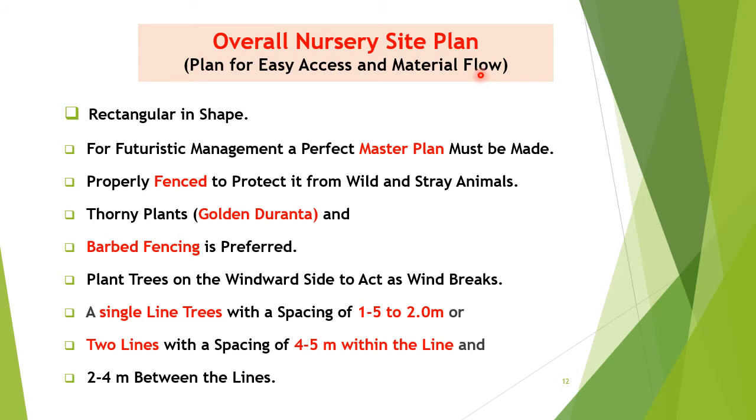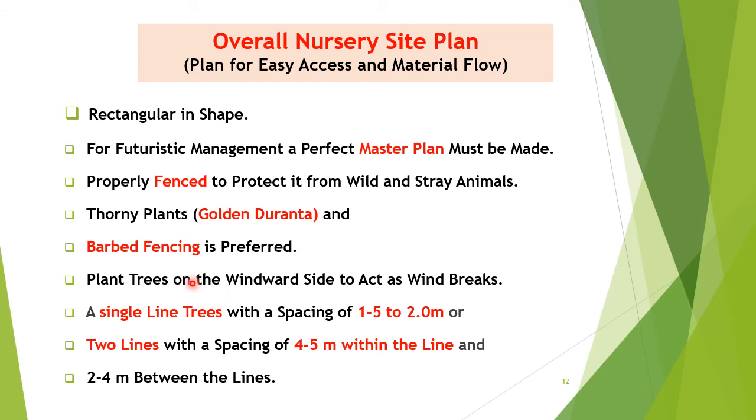What should be an ideal nursery, which we call a site plan for the nursery? It should preferably be a rectangular plot. And for futuristic management, a perfect master plan must be made. It should be properly fenced to protect it from wild and stray animals. You can have a permanent fencing, or you can have fencing by means of thorny plants. Golden Duranta is a plant, and barbed fencing is also preferred.